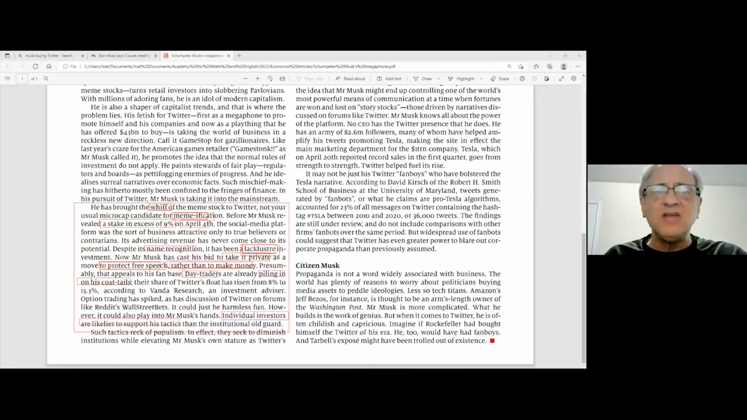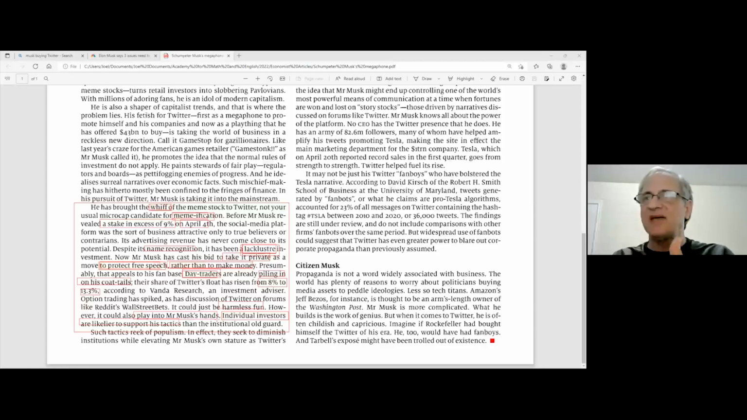Right now, these day traders, the people that are investing in that stock, are following him. They're piling in on his coattails, and their share of Twitter has risen from 8% to 13%. So people that like him are following him and starting to buy shares of it. So it could be harmless fun. That's what they say here. Maybe they're just having fun with it, but it could also play into Musk's hands.